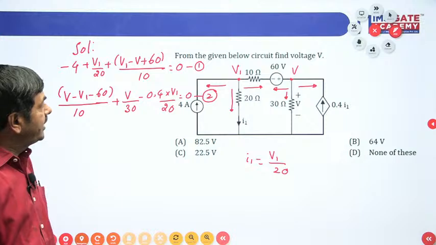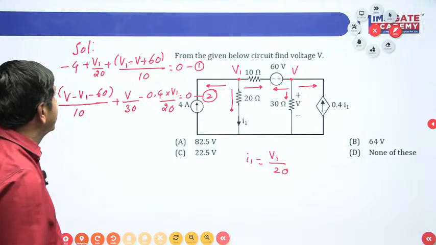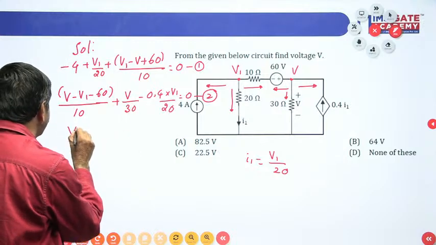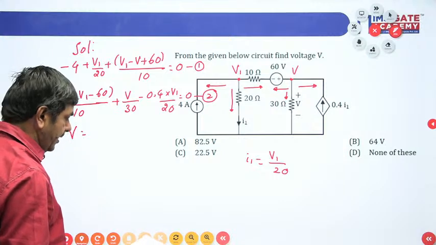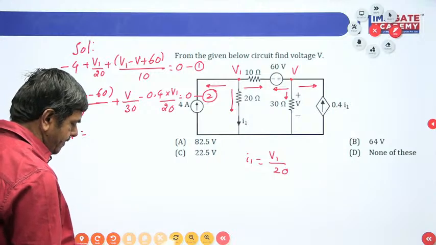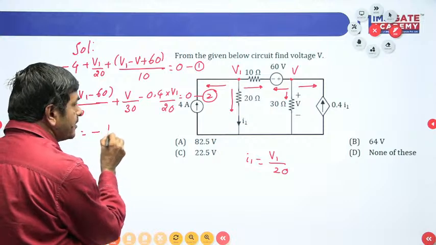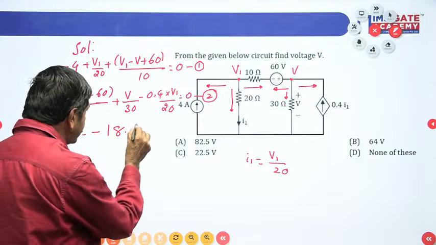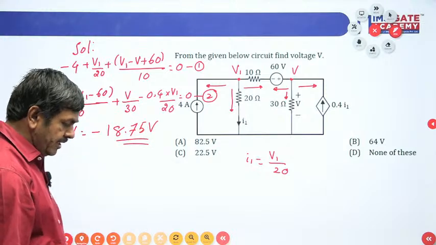But you form two equations and solve them. If you are solving those two equations, you are going to get the V values. By solving this, you can get the V value directly. That V value is minus 18.75 voltage possible.